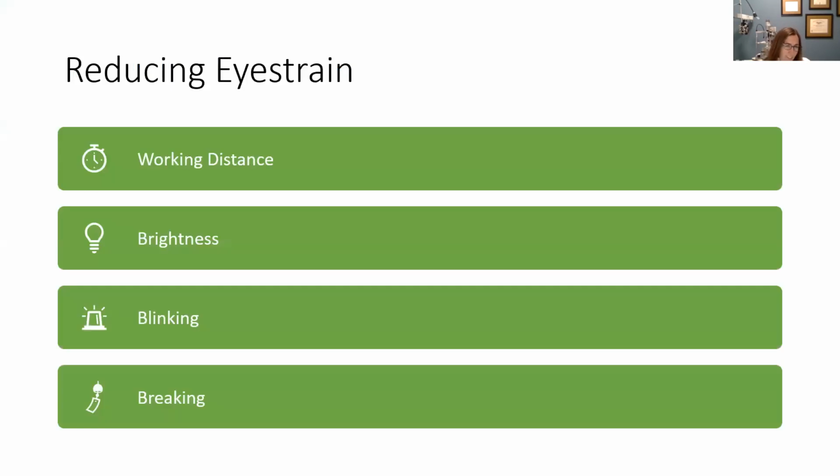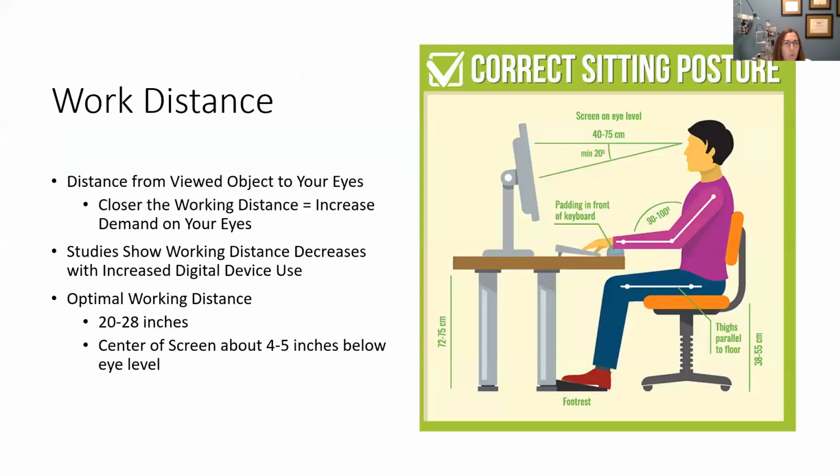There are 4 things I'm going to touch on today. It had originally been 3 B's, but I added a 4th. Working distance, I thought that was important. I couldn't really come up with a B word for working distance. So there's working distance, brightness, blinking, and then taking a break. Working distance is just what it sounds like. It's the distance that you are from your device, so your computer screen, whether it be a desktop, laptop, or your phone. That's what we're talking about with working distance.